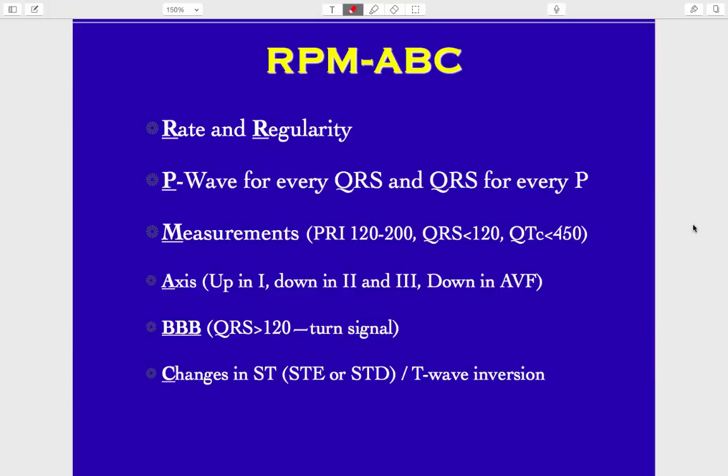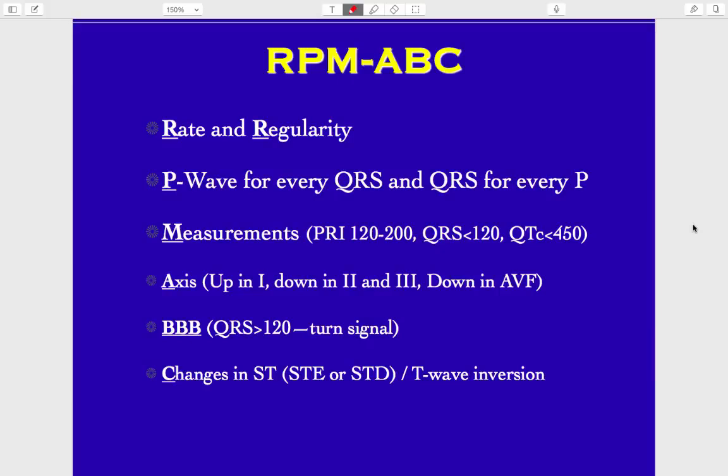Then you ask, is there a P wave for every QRS, QRS for every P? You're looking for skipped beats or extra beats. Then your measurement parameters are pretty simple, the range on PRI. QRS less than 120. If that QRS is more than 120, then you need to deal with some axis and bundle branch stuff. And then don't forget the QTC of less than 450.